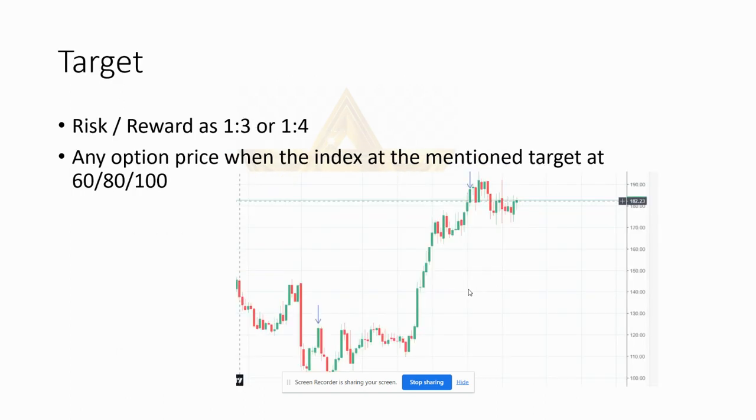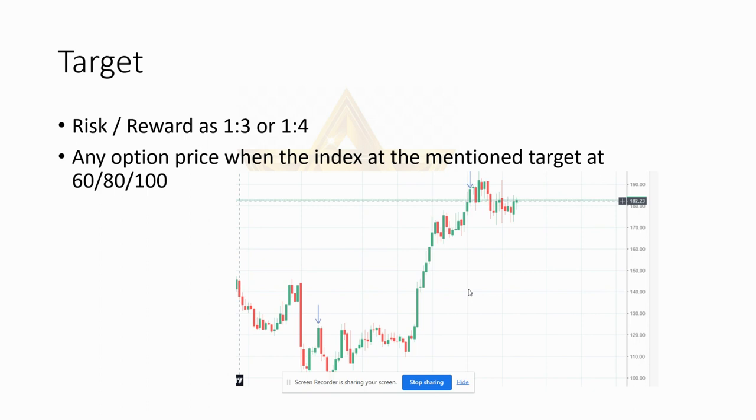When I say target, we always look at risk and reward. Basically, how much I'm ready to give as a stop loss, and how much I can wait for before booking the profit. For example, the maximum I would refer to as risk is some 25 to 30 index points, and then three times that, meaning 75 points, I can wait for my profit booking, or 100 points for booking. This is what I always refer to.